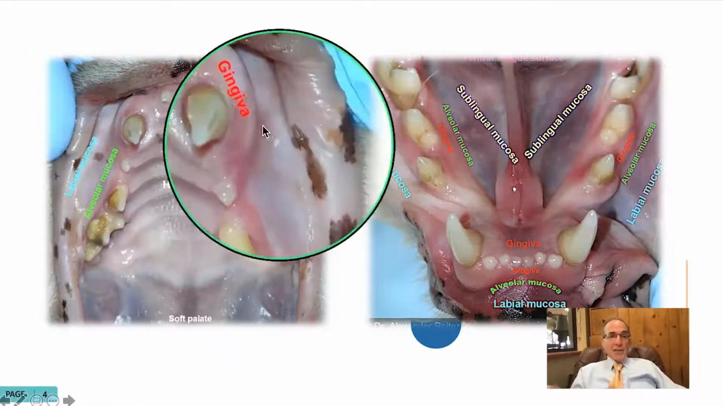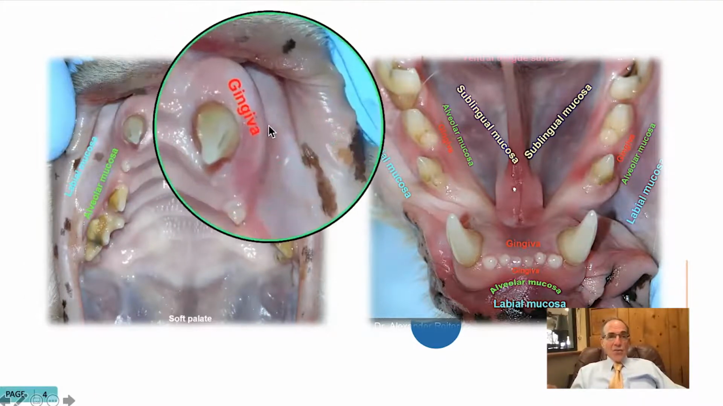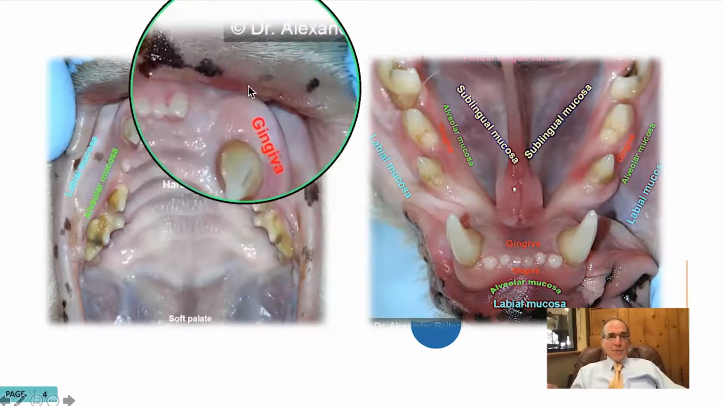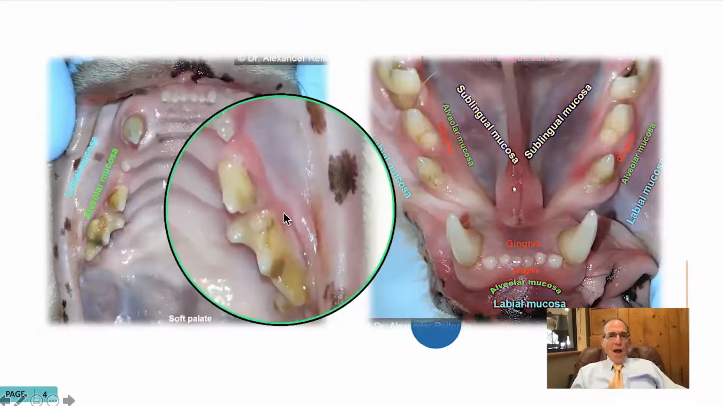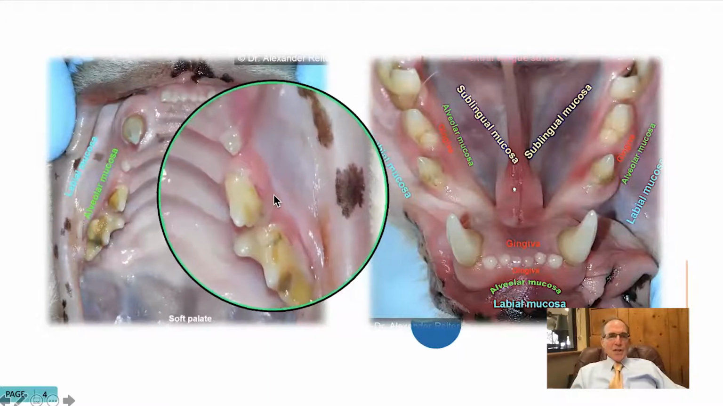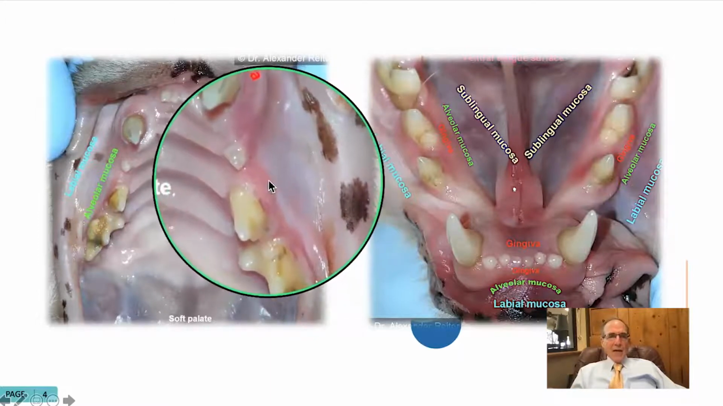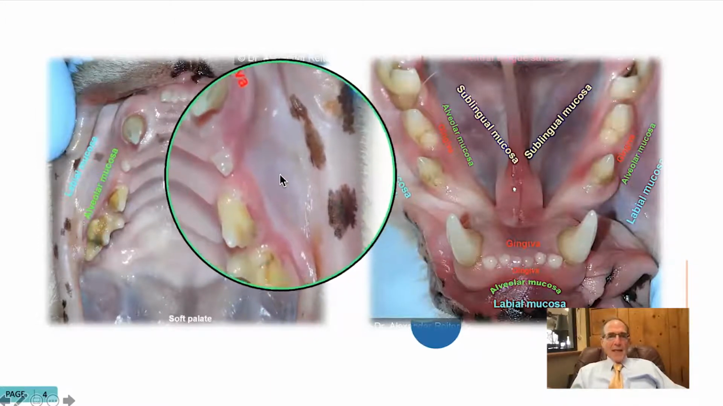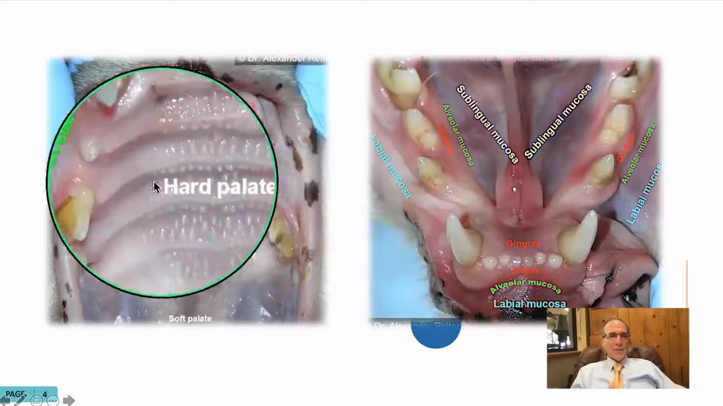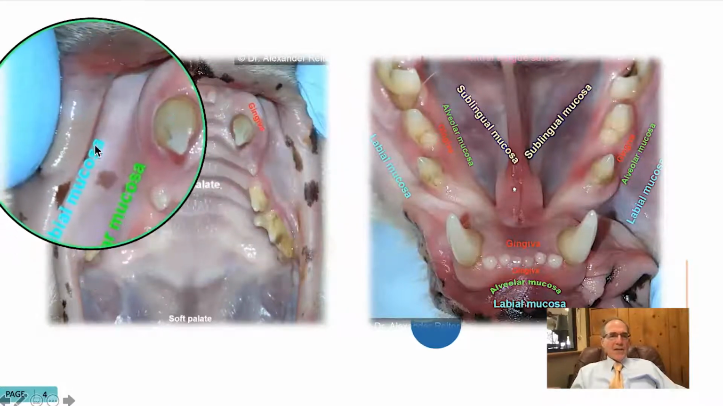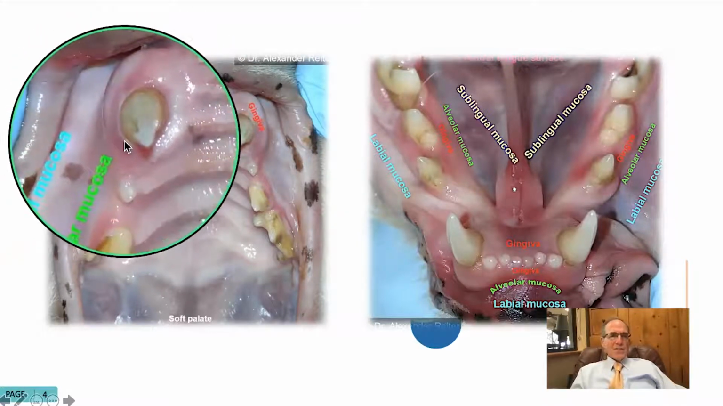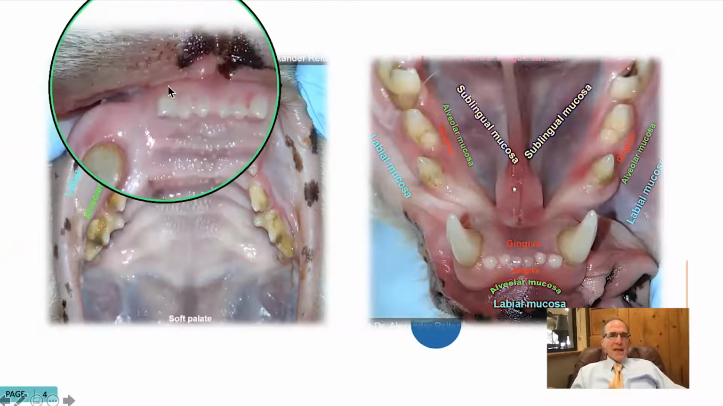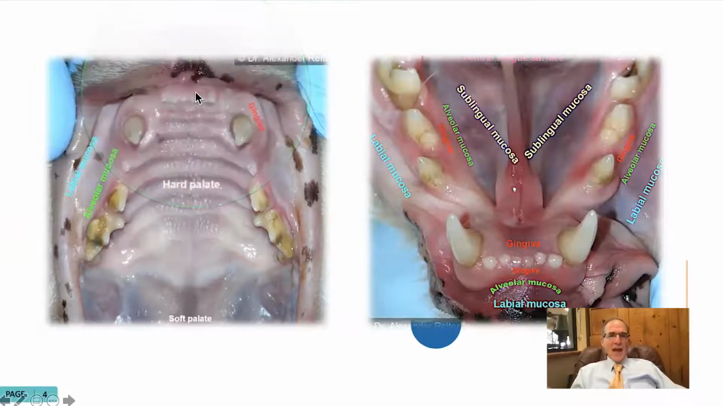Gingiva is described as that part that surrounds the alveolar jugum, this part right over here. This is the gingiva. This is the mucogingival line here, and the area coronal to that is the alveolar mucosa. It's right over here. And then the labial mucosa. But the gingiva, responsible for gingivitis and periodontal disease, is that part that is covering the alveolus, that really tough tissue.